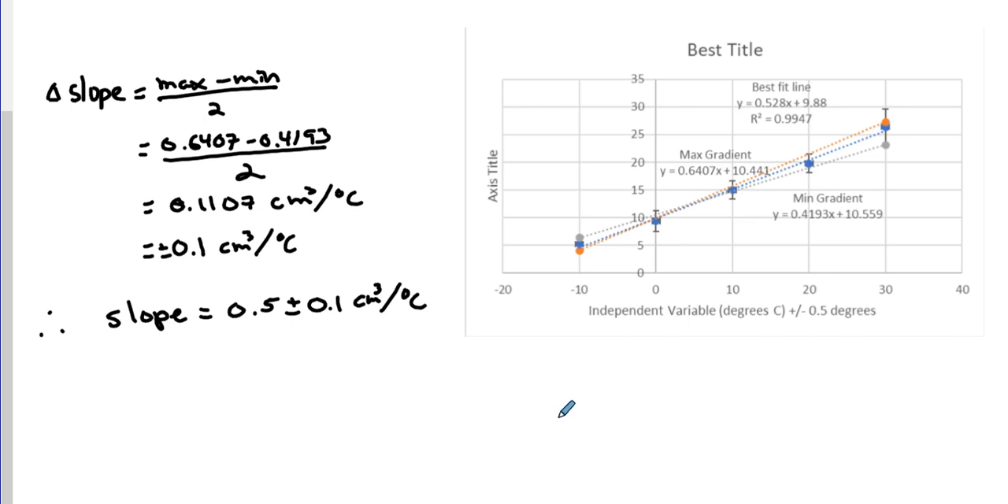So that is how we go about calculating the error in the slope by using maximum and minimum gradients, using Excel as our tool. I hope that you found this video helpful.